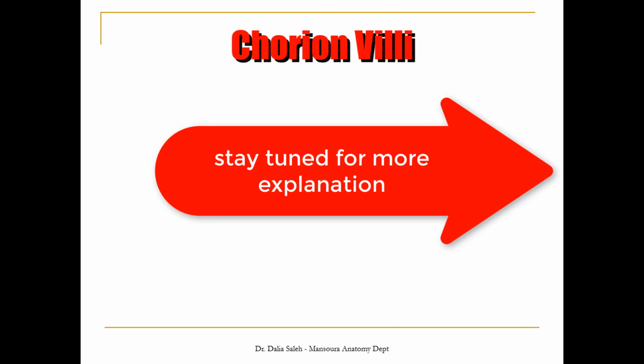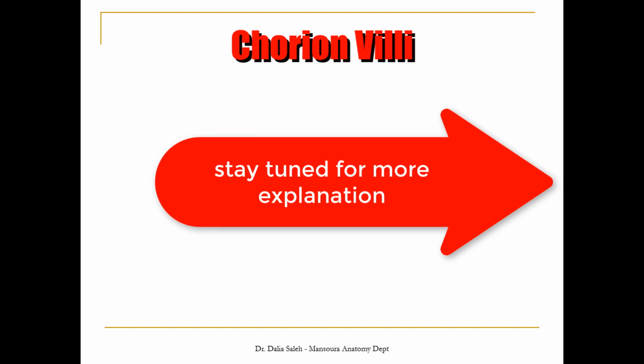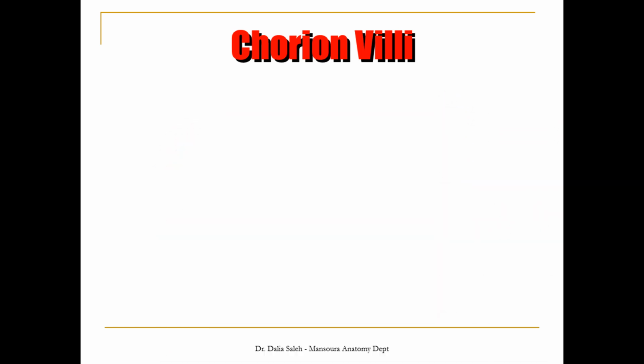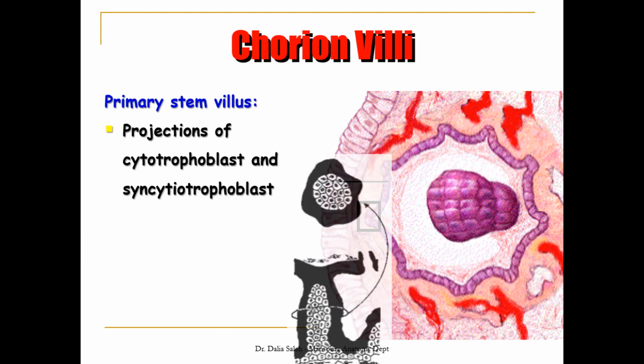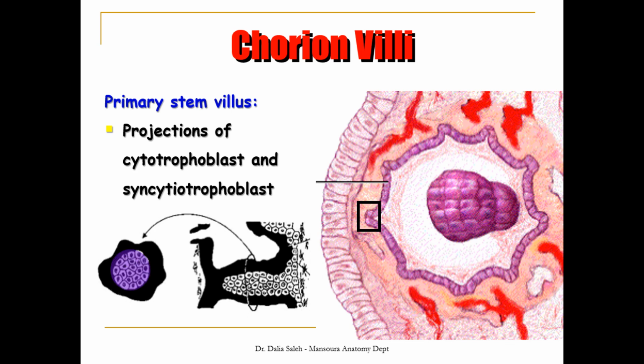For the chorionic villi, we have three types, or three stages in its development. First, the primary stem villus. It's formed of cytotrophoblast and syncytial trophoblast. So the cytotrophoblast forms the inner core and is surrounded by the syncytial trophoblast.